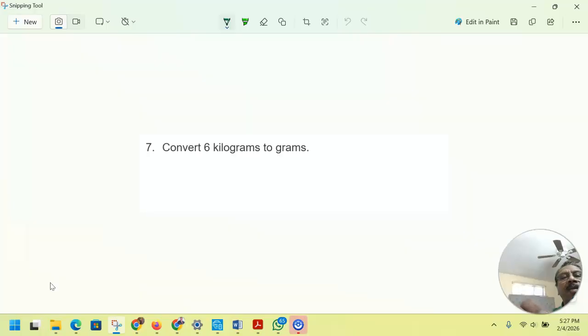Now, question number 7, you need to convert from 6 kilogram. This is straight away, but still I'll write kilogram.